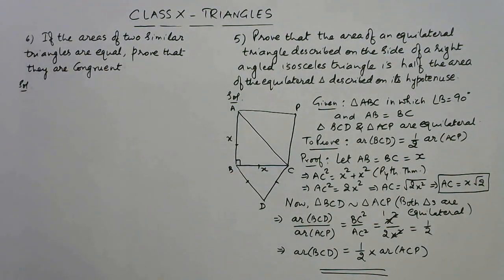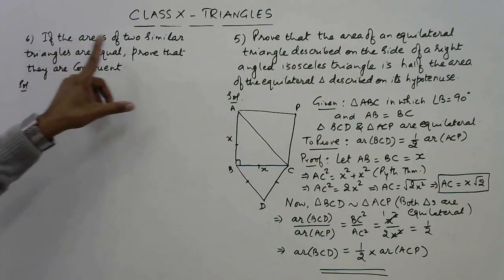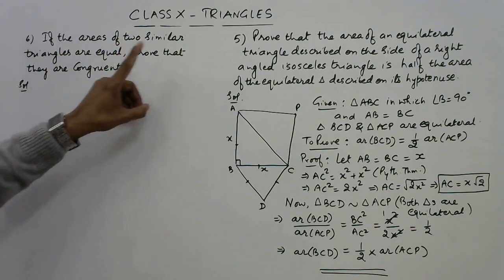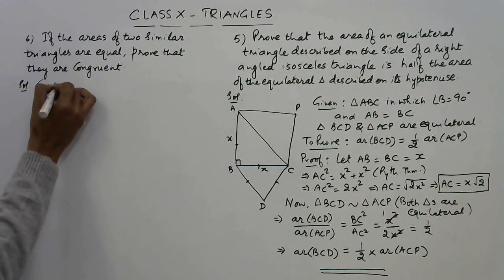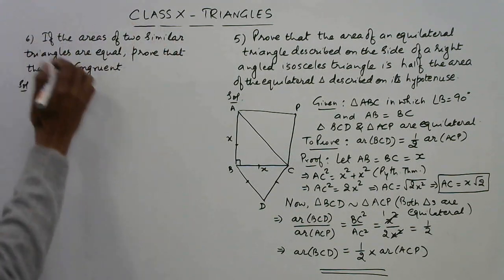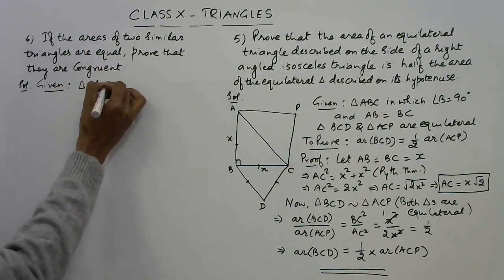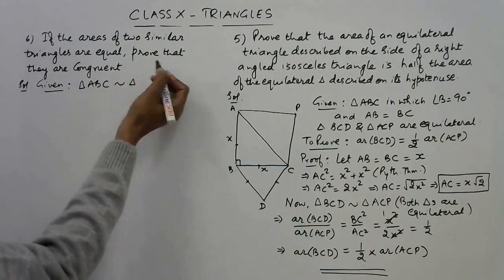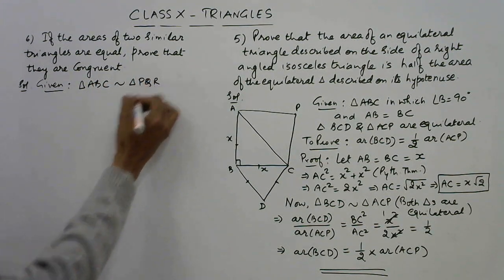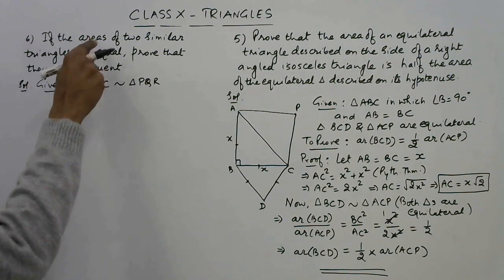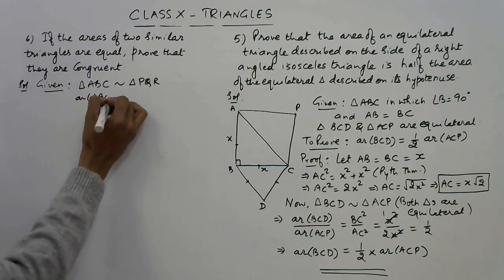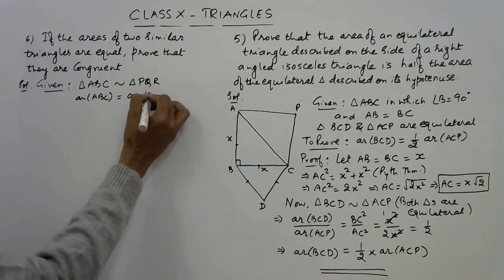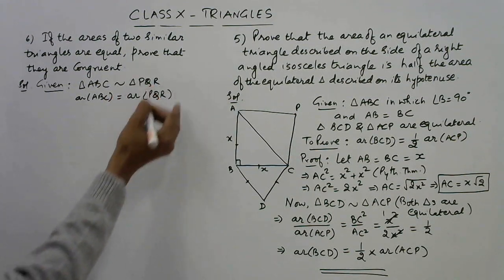Let's see the sixth question. Again an NCERT question. If the areas of two similar triangles are equal, prove that they are congruent. So what is given in this question? Two similar triangles. So triangle ABC is similar to triangle, say you can name anything, PQR. If the areas are equal, so areas are also equal. So area of ABC is equal to area of PQR. The areas are also given equal.